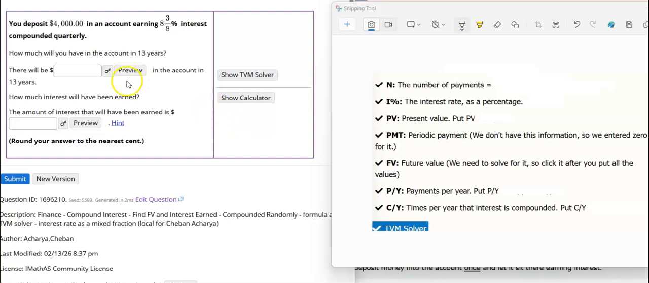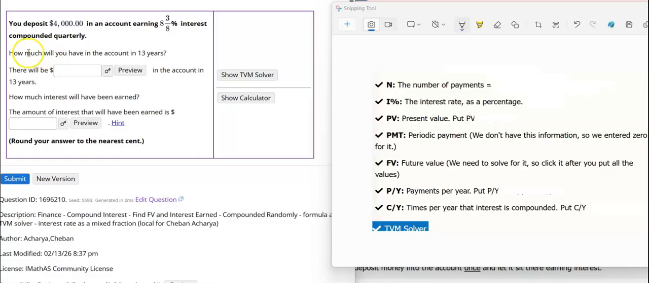Hello, Chibon here. In this video, I'll solve this compound interest problem using the TVM solver and also using the formula. This is the question about finding future value and the interest.